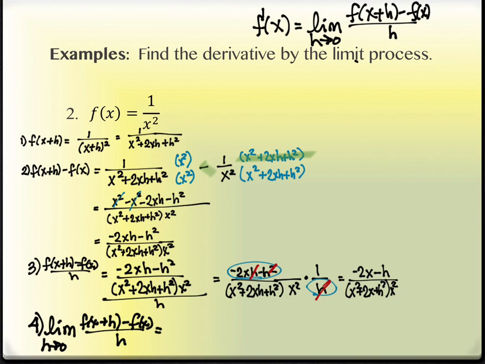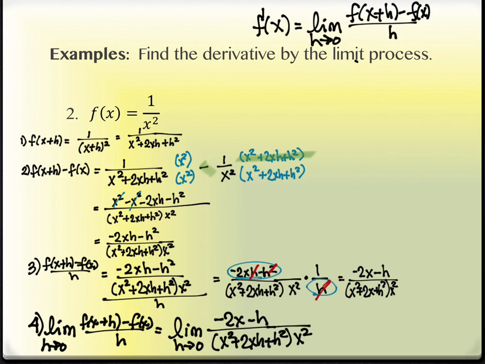Okay, notice it does not say limit equals. It is the limit of something. It's like you would never say x square root equals. Square root doesn't equal anything. Square root of something equals it. It's the limit of something. The limit of the previous step, which was negative 2x minus h over x squared plus 2xh plus h squared times x squared.